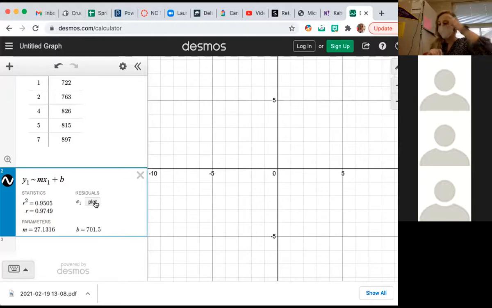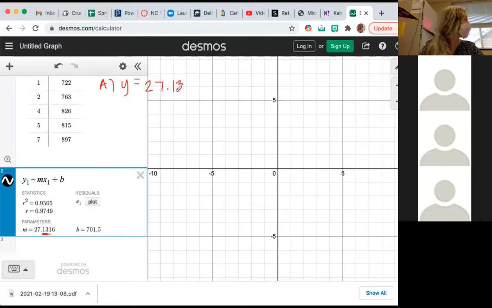So look at your paper. A says approximate the equation of the line of best fit. What that means, and I'm going to answer my questions up here with y'all, is tell me the equation of the line of best fit. So for A, what are we going to write? Y equals what? What's the M? 27.13. Good. Two decimal places is what it says on the paper.